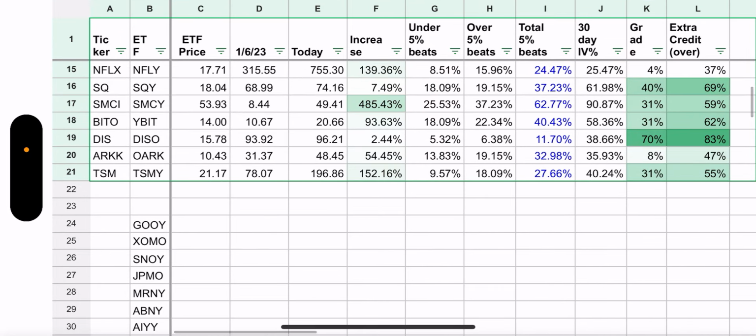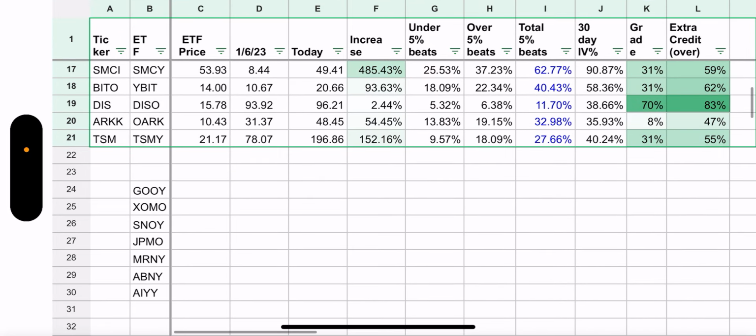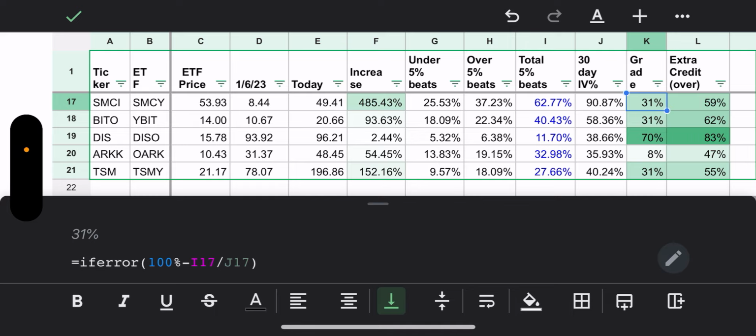Again, this is just, you know, does this mean anything? I mean, to me, it does. You guys can take it and do what you want with it. But again, this is just my methodology of the grade. So if you look at the grade formula, if you're curious, we're taking I-17, which is the total weeks it went over 5% percentage, 62% in this example, and divide that by J-17, which is their 30-day IV. Because obviously you do not want the beats to be greater than the IV.